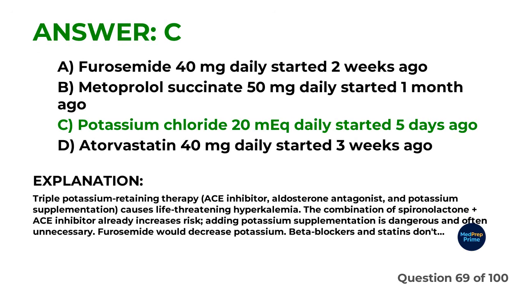Correct answer C. Triple potassium-retaining therapy, ACE inhibitor, aldosterone antagonist, and potassium supplementation, causes life-threatening hyperkalemia. The combination of spironolactone plus ACE inhibitor already increases risk. Adding potassium supplementation is dangerous and often unnecessary. Furosemide would decrease potassium. Beta blockers and statins don't significantly affect potassium.